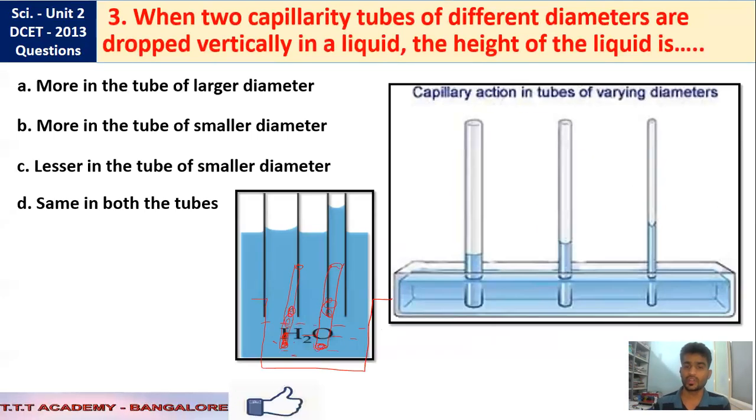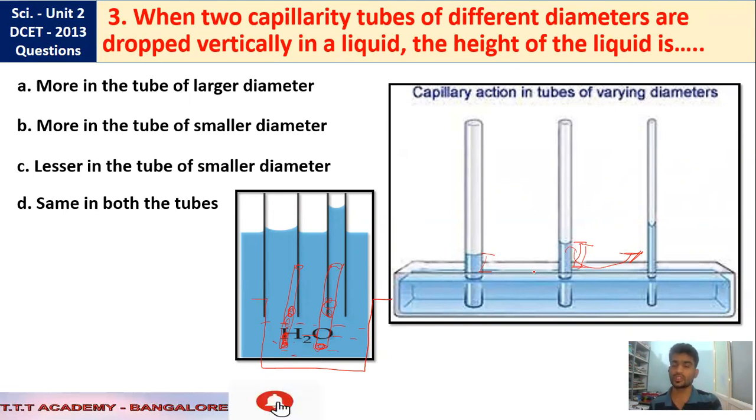So dear students, I'm going to consider this specific diagram in which there are glass tubes of varying diameters. You can observe here that in the larger diameter tube the depth is only this much. In the middle one, compared to this one, the height of the liquid is raised. Comparing to the third one, the height is increased again. By considering this, we can conclude that the height is more in the tube of smaller diameter.